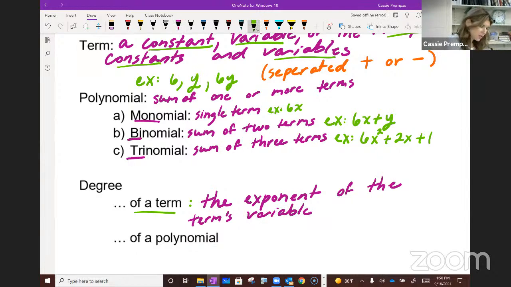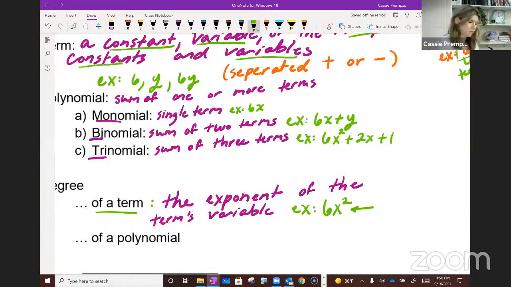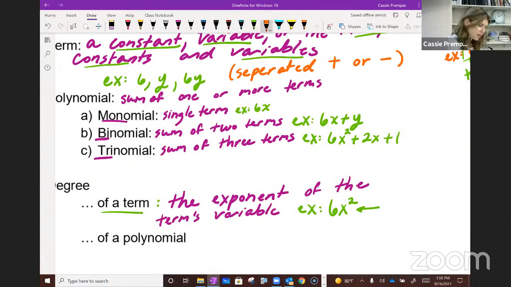Let's take a look at an example. If I gave you 6x squared, what would be the degree of this term? 2, exactly right, because the exponent is 2 on that term's variable.